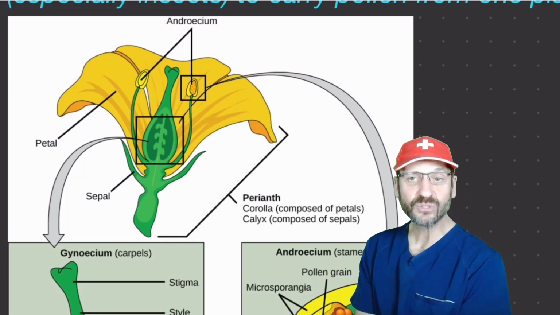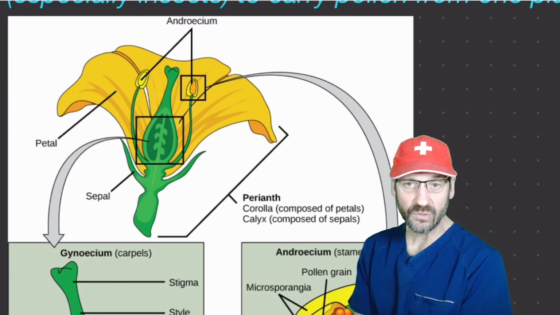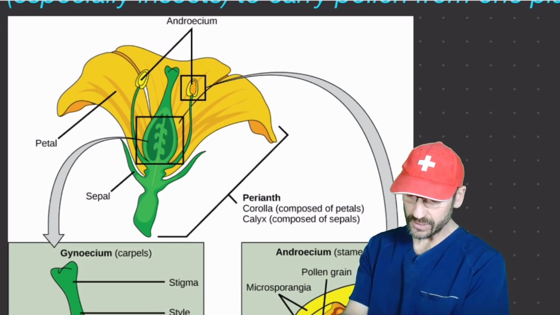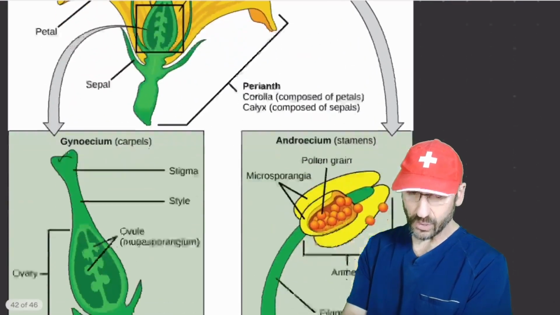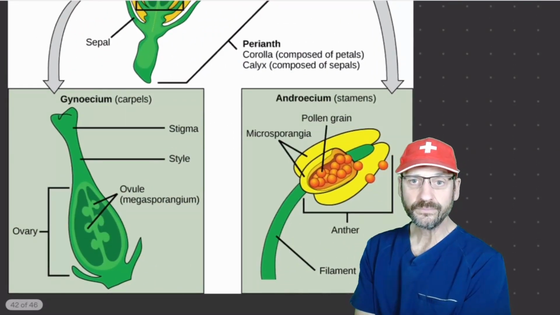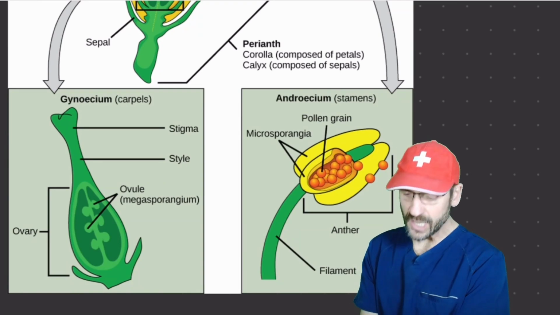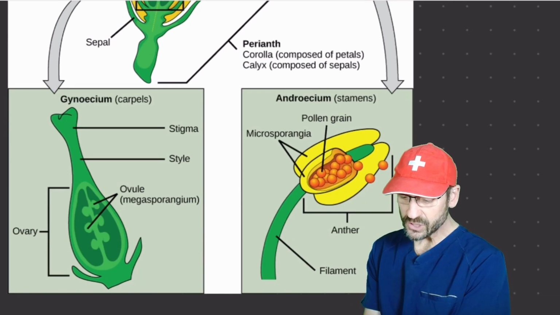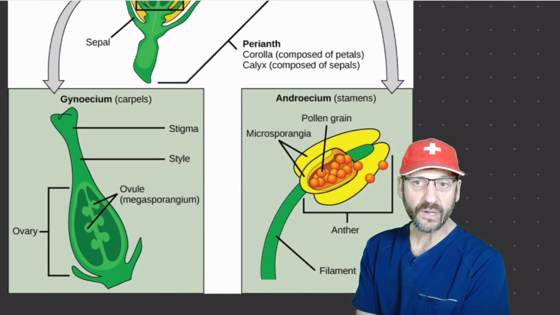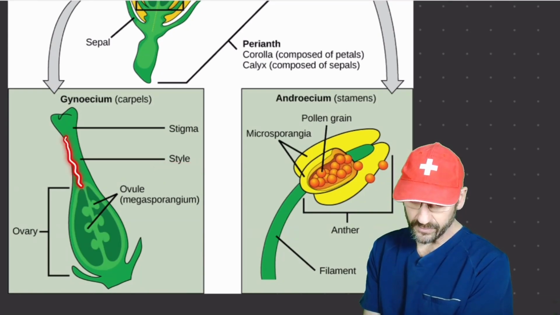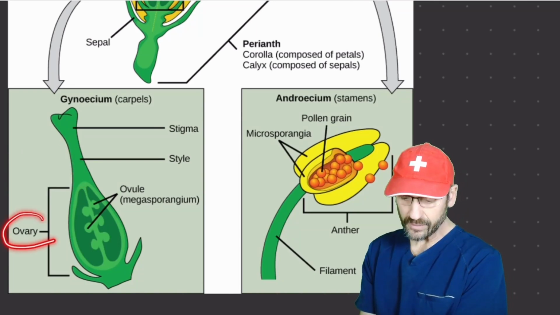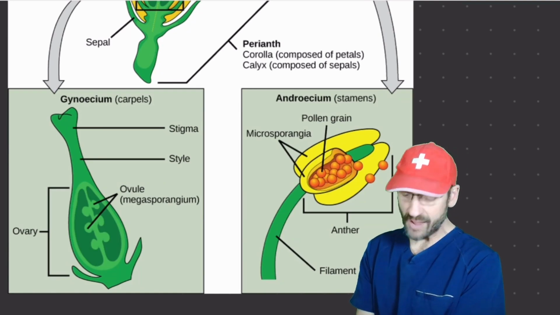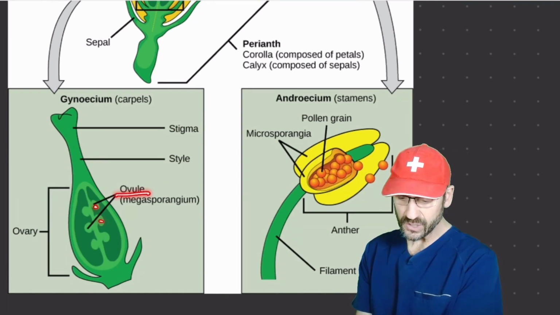The pistil, also called carpel or gynoecium, very scientific, is found at the center of the flower. And you can see that right here. And here we have a close-up of a pistil. It has three main parts. It has the stigma, which is the sticky surface where the pollen can land. It's got the style, which is a tube that connects the stigma to the ovary, right here. And then we have the ovary, and that holds one or more ovules, which will develop into seeds after fertilization. And here you can see those ovules.